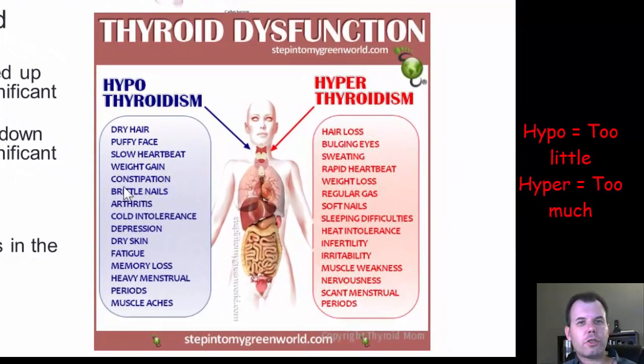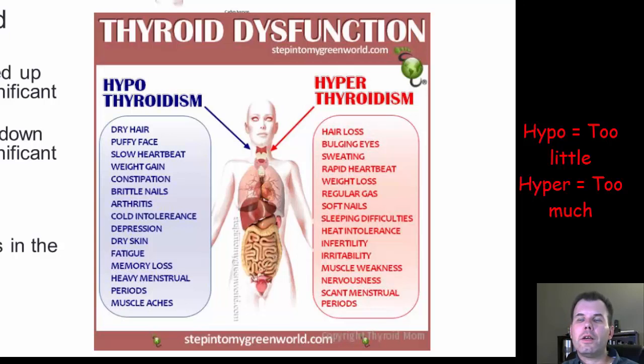Now, I don't want you to go rushing off to your doctor and saying, I think I have hyperthyroid or hypothyroid, but this can kind of tell you some of the things that you might be experiencing. So if you have very dry hair, a puffy face, a slow heartbeat, weight gain, constipation, brittle nails, arthritis, cold intolerance, depression, dry skin, fatigue, and this kind of fits in with a lot of different things. But if you have a number of these symptoms that you see up here, you might want to go get your thyroid levels checked out and see if you have an issue.